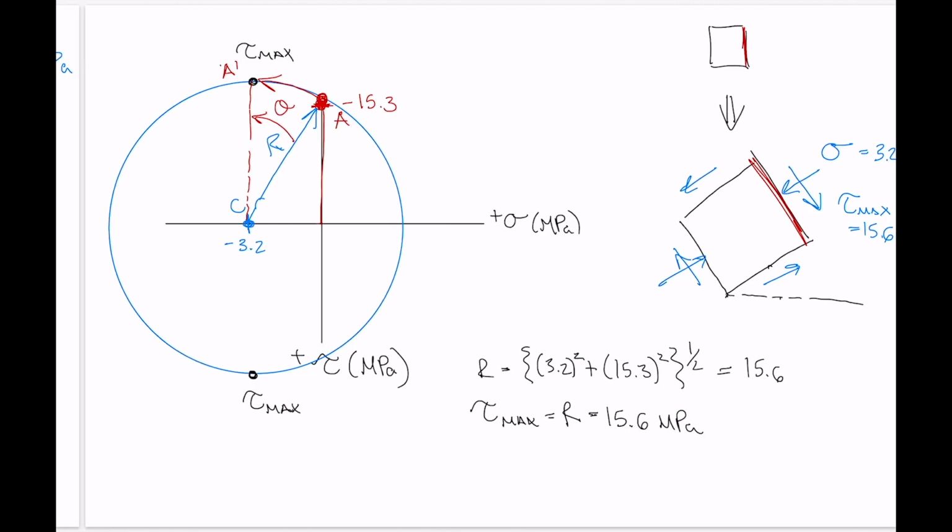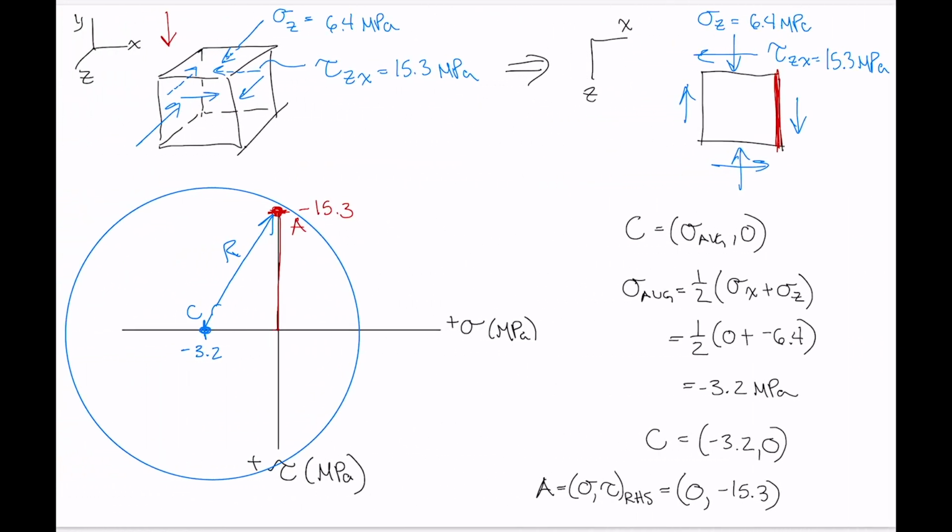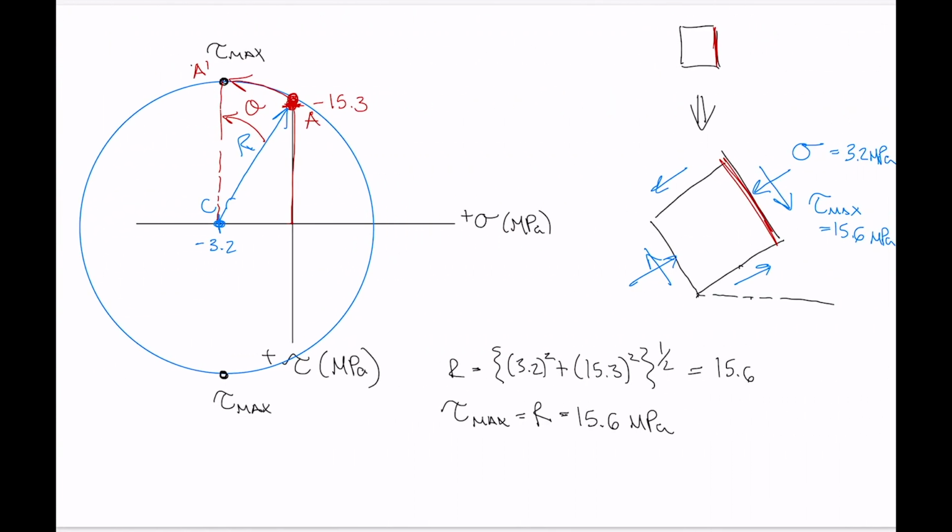Now, in terms of labels, what was our axis set up like? So we had x to the right and z downwards. So here we've got x and z. So this should be labeled when we rotate this, right? We're rotating like that, and this becomes axis x prime, and this becomes axis z prime. So this is sigma x prime equals minus 3.2.